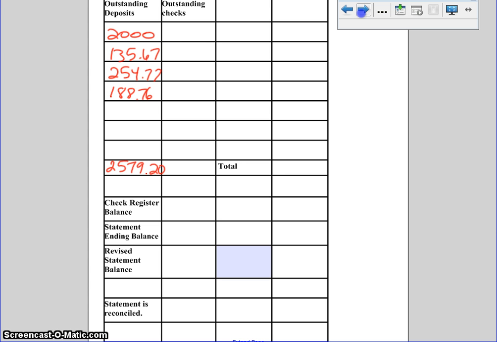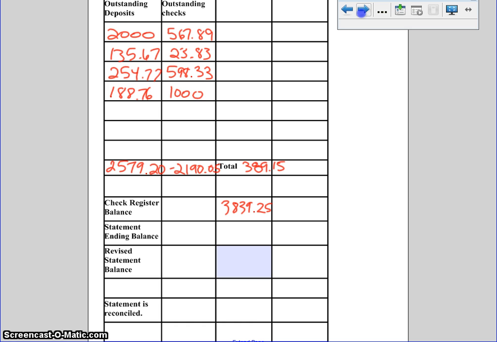Next, I have my outstanding checks, which are $567.89, $23.83, $598.33, and $1,000. Bringing that down, I get $2,190.05. So when I subtract them, I then get a total of a positive $389.15.